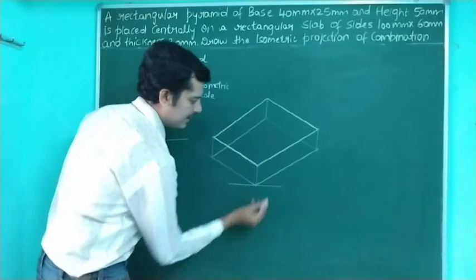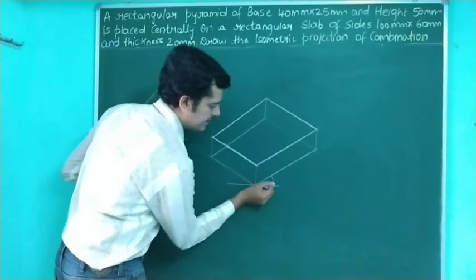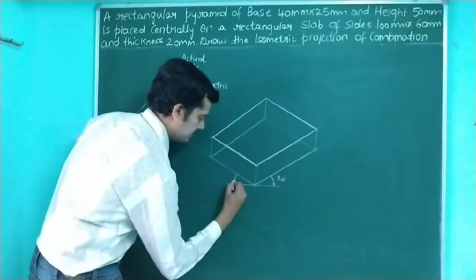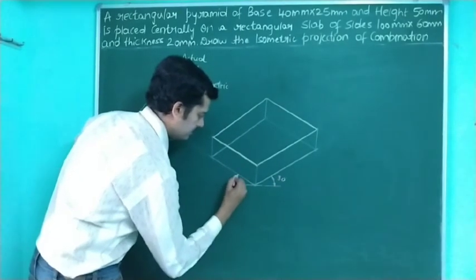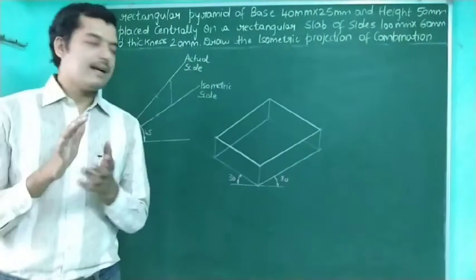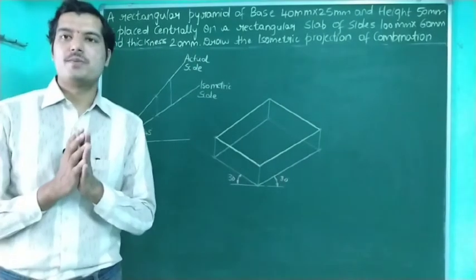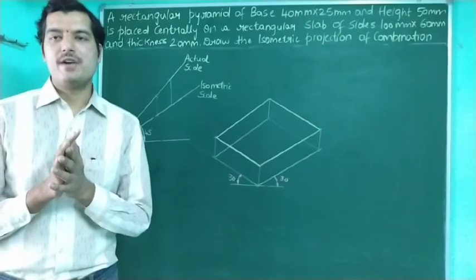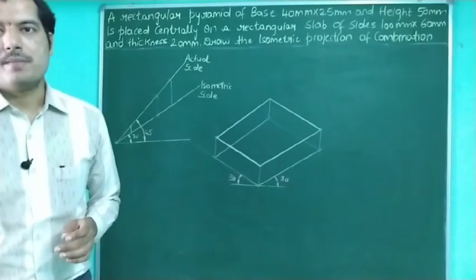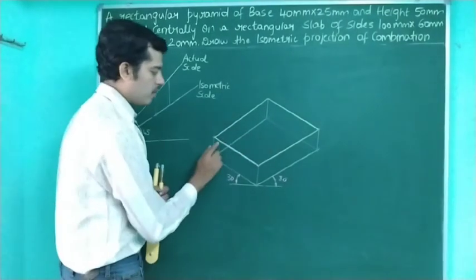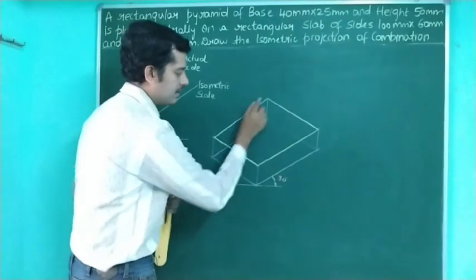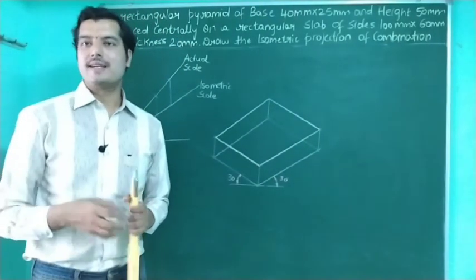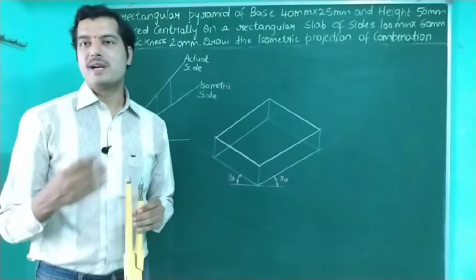Meanwhile, mark these two angles as 30 degrees. Exactly at the center of this we are supposed to place the rectangular pyramid of base 40 into 25 mm and height 50 mm. So how to obtain the midpoint over here? This is the darkened surface; what you can see is the top face of the rectangular slab. Now let me try to obtain the midpoint of it.